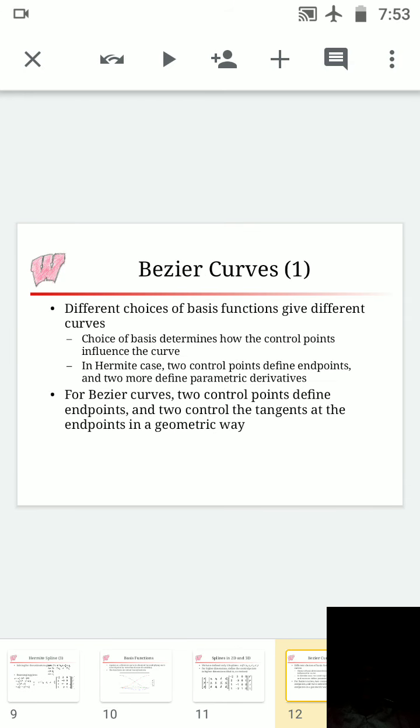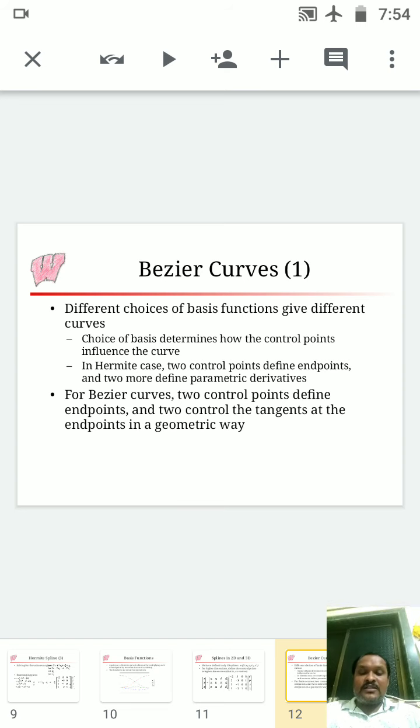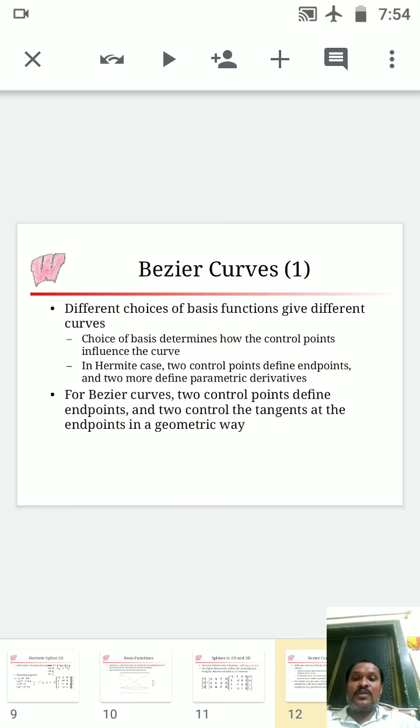Now we'll move to the Bezier curve. In Bezier curves, different choices of basis functions give different curves. The choice of the basis determines how the control points influence the curve. This will indicate how the curve will differ from one position to another. Whereas in the Hermite case, two control points define two endpoints.